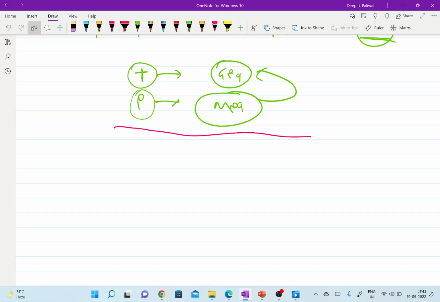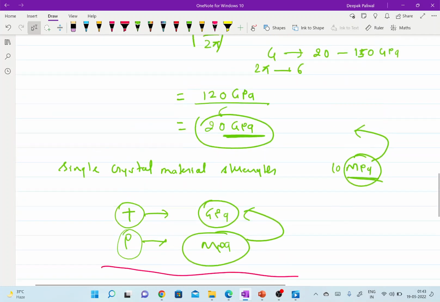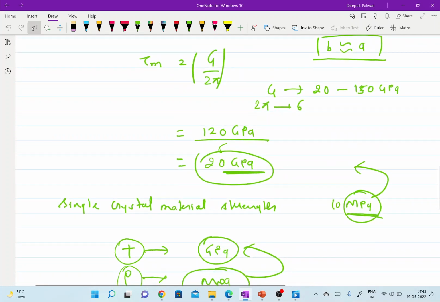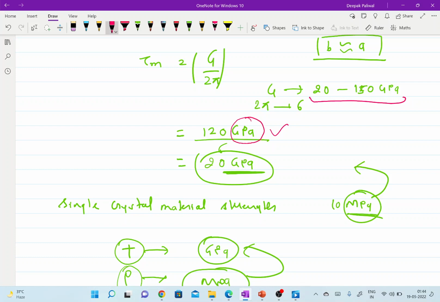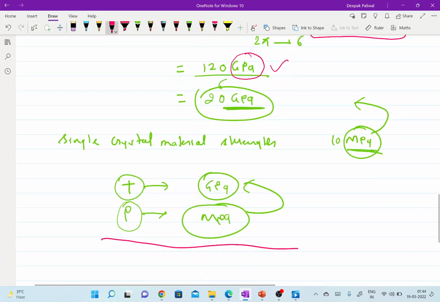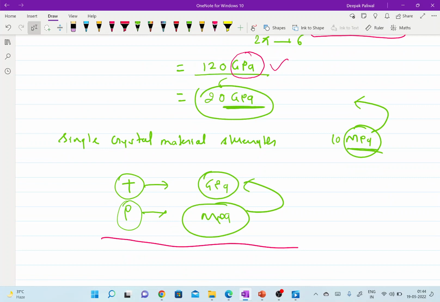Hello everyone, I am Deepak Paliwal. In the previous lecture, we talked about the theoretical strength of the material, and we found that the theoretical strength of the material is around 120 GPa if we consider some numbers. So the theoretical strength is in the order of GPa, but actual strength in the practical scenario is only in MPa. So what is the reason for the strength reduction from GPa to MPa?